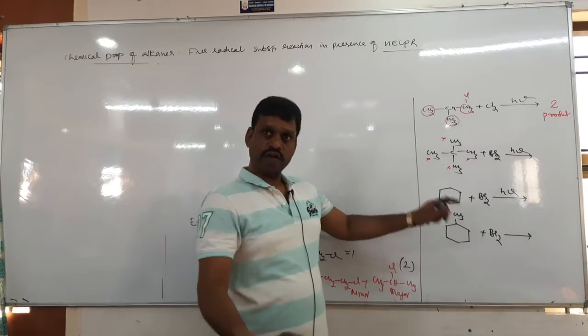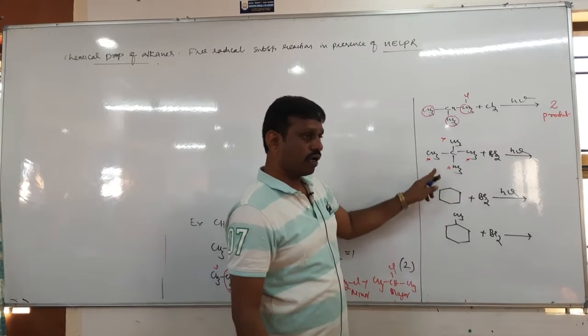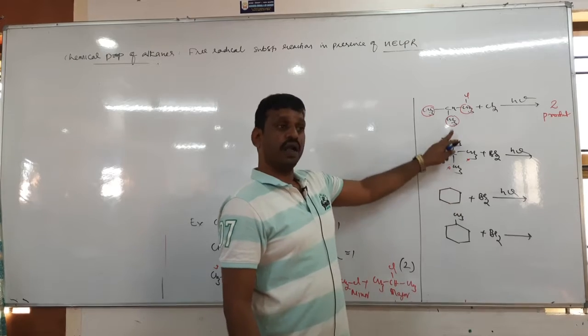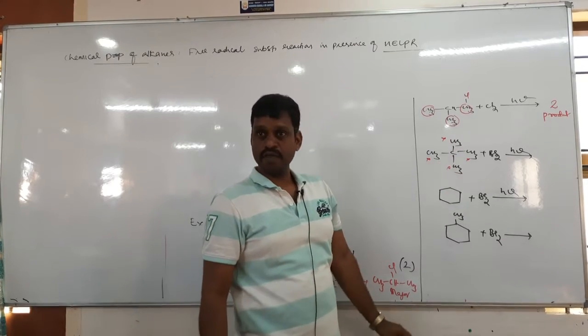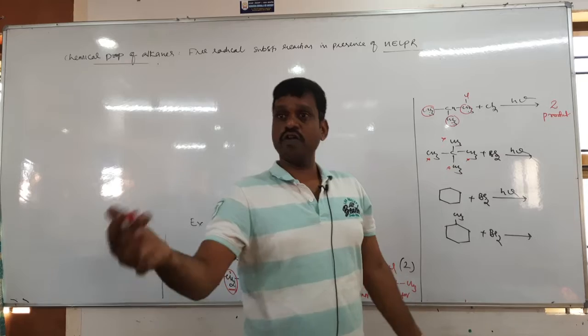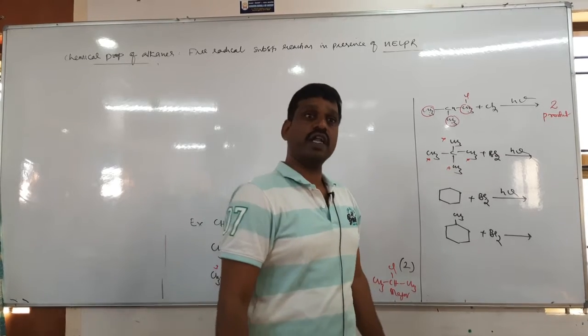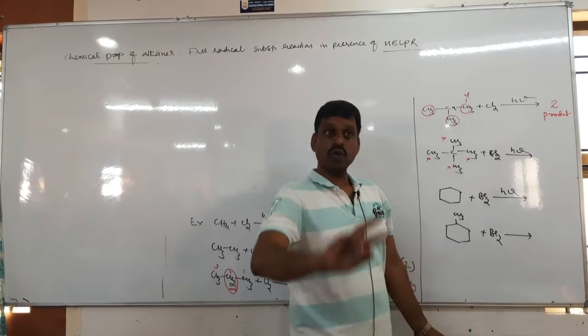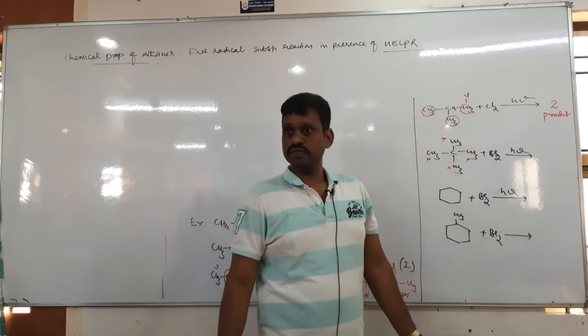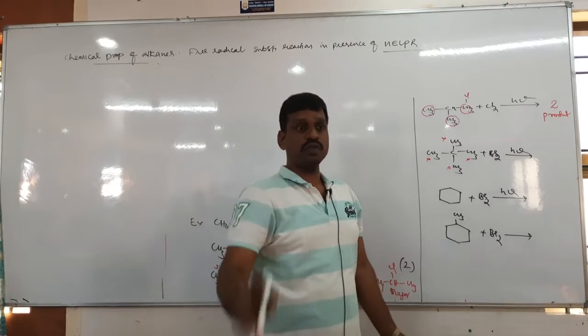Right, you can try it. Write the chlorine here, write the IUPAC name. Write chlorine here, write the IUPAC name. You will get the same IUPAC name. If you get the same IUPAC name, the product will be the same, because an IUPAC name is a unique name, right? So no two compounds have the same IUPAC name.